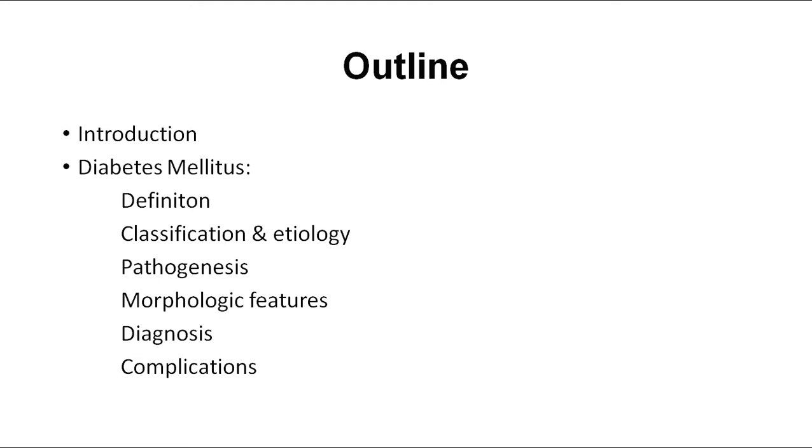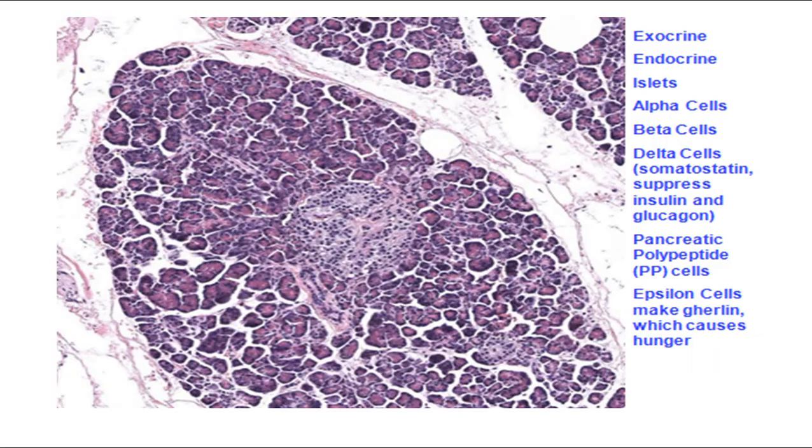pathophysiology of diabetes. It includes the action of insulin and glucagon, and how insulin affects our body metabolism, pathogenesis of diabetes, various morphological and clinical features, diagnosis of diabetes, and the complications of diabetes mellitus.